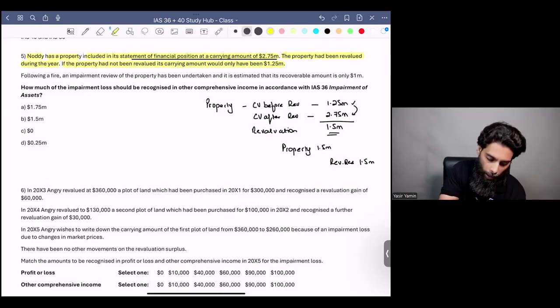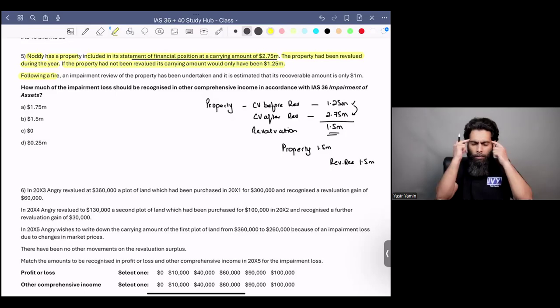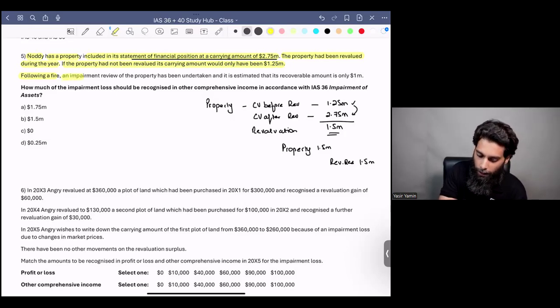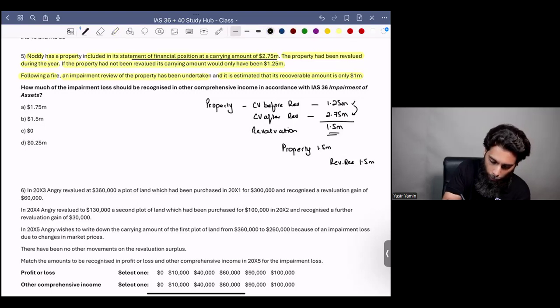Examiner says following a fire. Fire. What comes into your mind when you listen to the word fire? Impairment. Indicator for impairment. Following a fire, an impairment review of the property has been undertaken, and it is estimated that its recoverable amount is only 1 million. So technically speaking, you have a property which is carried in your books at 2.75 million, which is after revaluation. Now, you have a property whose recoverable amount after the event of fire is only 1 million.